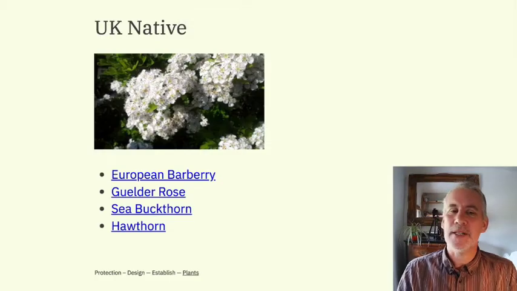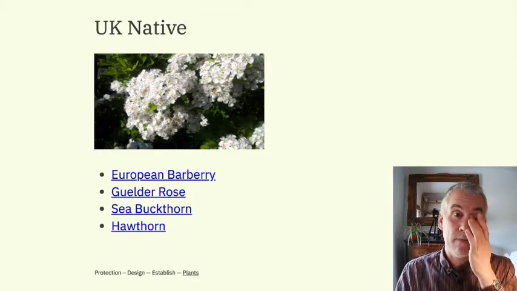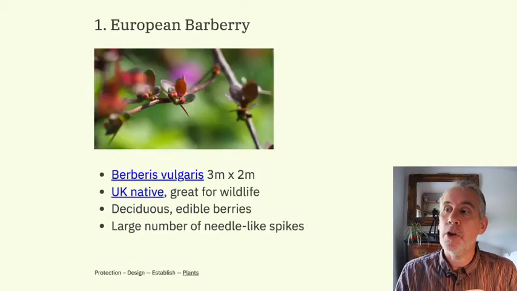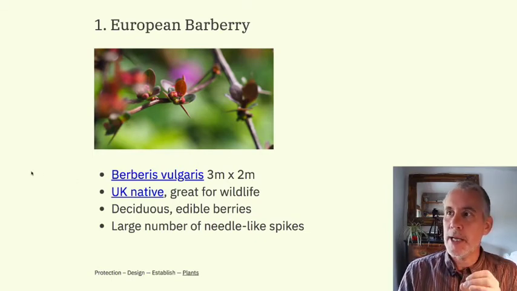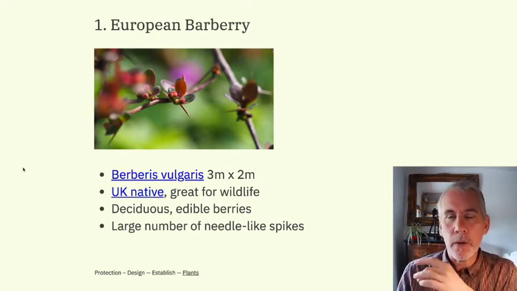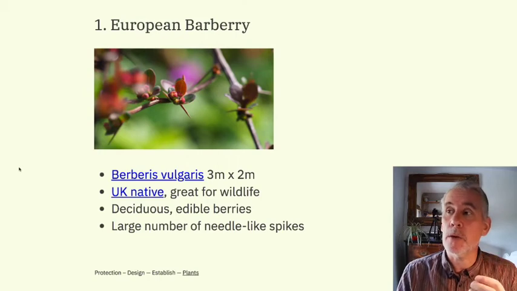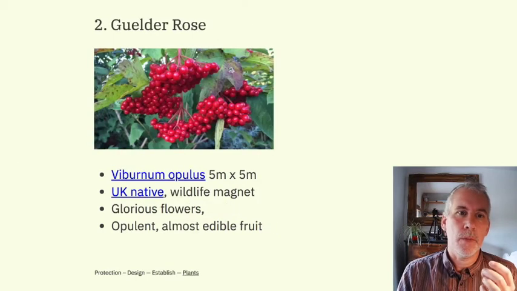UK native plants. These are the four plants I really, really like. European barberry. Haven't really used this yet as a windbreak, but it's deciduous, UK native, really good for wildlife. And it does have edible berries as well, very spiny. We've got a couple on the land, and they smell gorgeous actually, late spring, early summer, really, really nice, love them. We'll be trying them more.